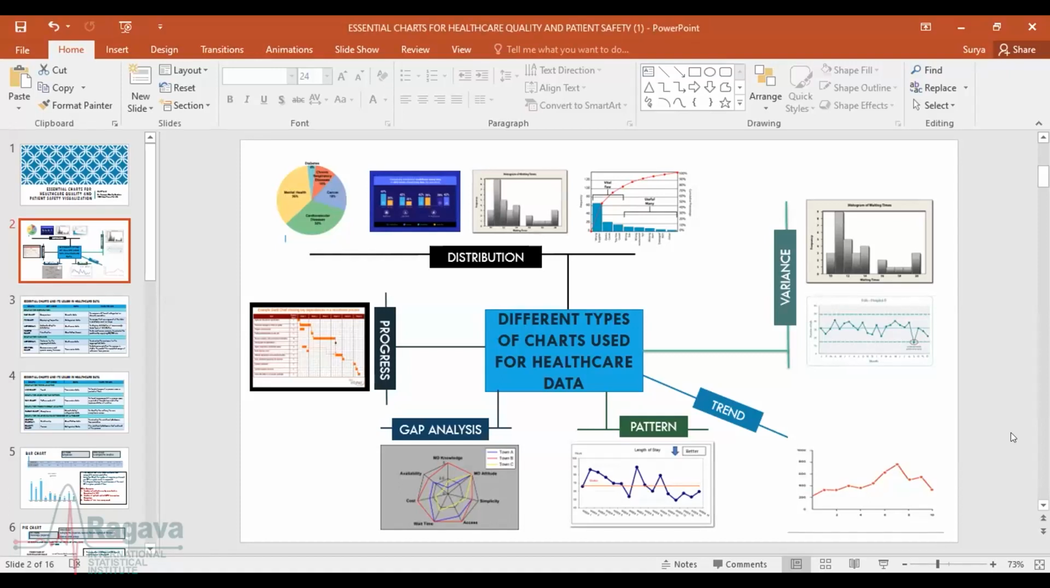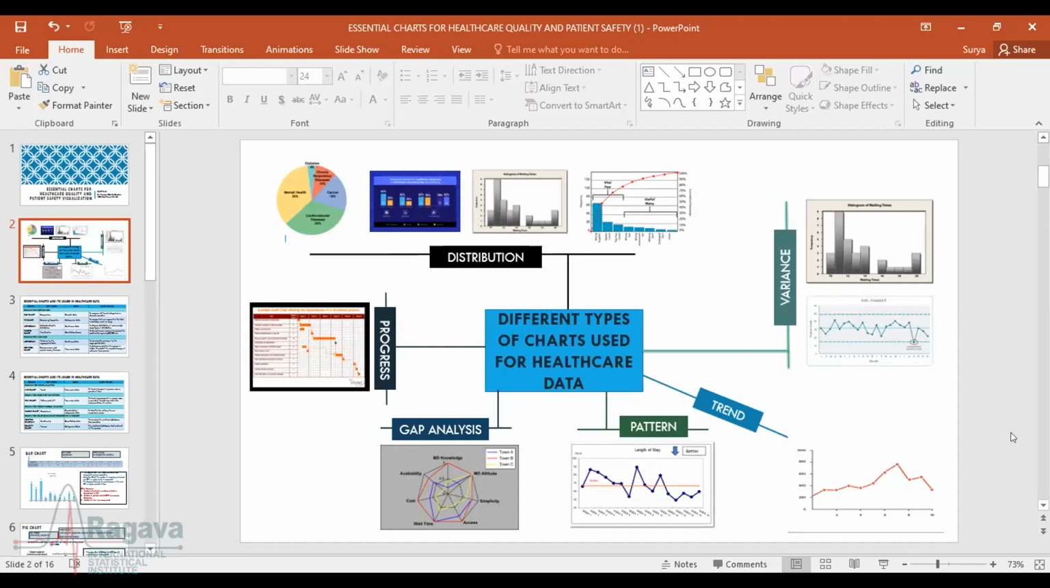When we want to show the variance in our data, we can use the histogram and the control chart. To know the trend in our process, whether we are improving or not, we can use a line chart. To know the pattern or shift in the process, we can use the run chart. For showing compliance with the standards we are following, for gap analysis, we can use the radar chart. And to show the timeline of our projects or process, we can use the Gantt chart.